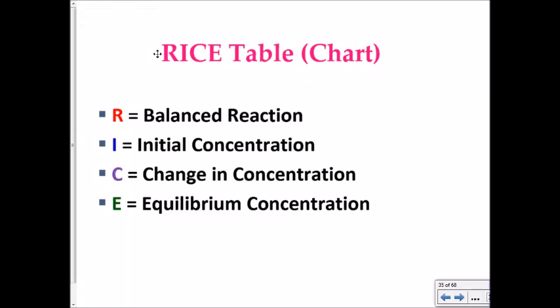RICE charts are going to hopefully become your best friend because we use them a lot throughout chemistry. This will be your first segment where we use RICE tables. Lots of people call them ICE tables. We add the R, so you have your balanced reaction at the top, and then the second row of the table is the initial concentration. The third row is going to be the change in concentration, and then the fourth row is going to be the equilibrium concentration.